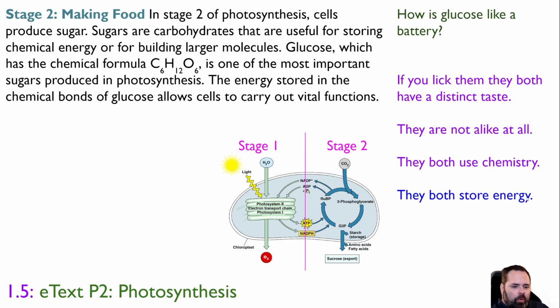Right? They both store energy, right? Glucose allows us to store energy. Energy stored in the chemical bonds of glucose allows it to carry out vital functions. Batteries store energy. They're both a form of energy storage. Energy management is so important to society. It's so important to science. Anytime we're working with energy, pay attention. It's super important.